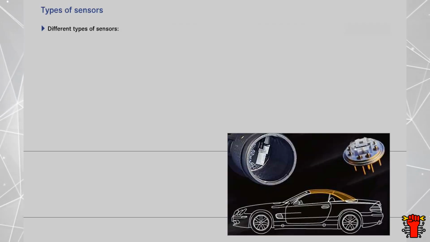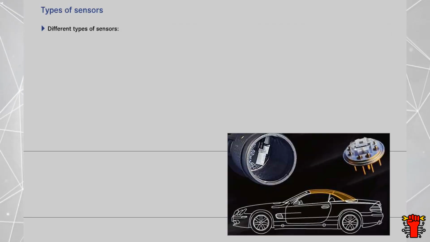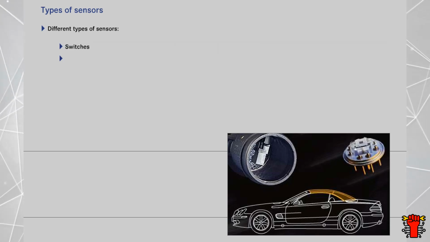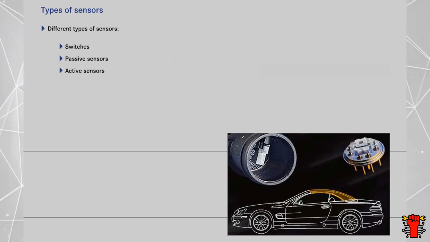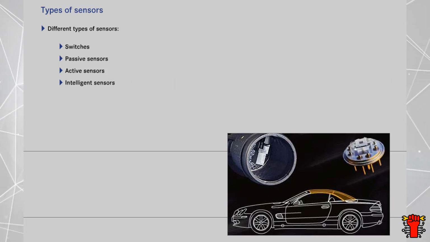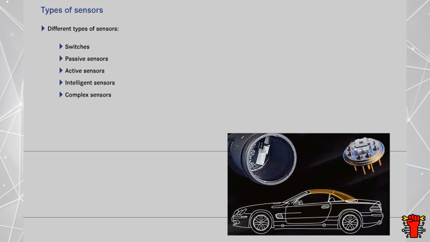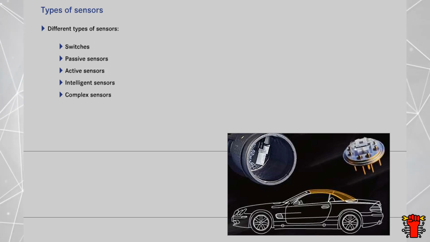In this chapter, you will learn about the different types of sensors. Sensors can be divided into the following types, depending on how they are structured and the components they consist of: switches, passive sensors, active sensors, intelligent sensors, and complex sensors. The following pages will show you how the individual types of sensor differ from each other.